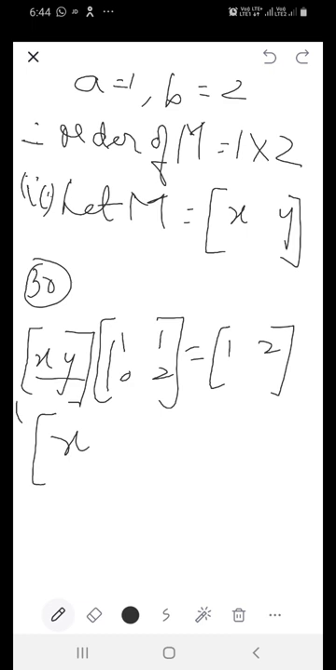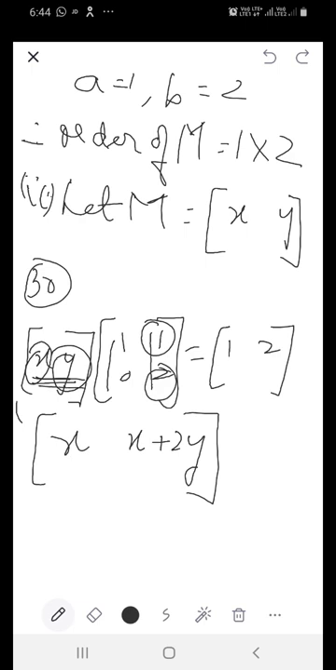Now for the element A12, first row with second column: X into 1, X, plus Y into 2, 2Y. This will be X multiplied with 1, Y multiplied with 2, which gives you the complete element X plus 2Y. Now you do not have any second row of the first matrix, so your multiplication is complete. This is equal to the given 1, 2.